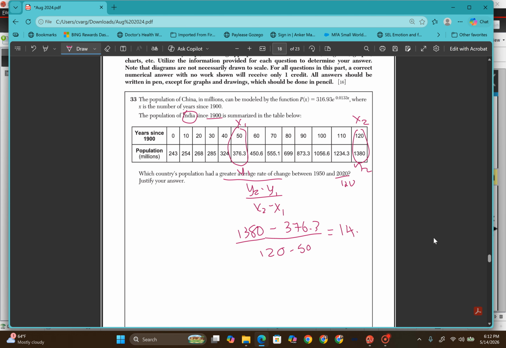Okay, that's for India. Then for China, you have to plug it in here into this equation. So when you do that, you take whatever that number is, right? Plug in the 120, plug in the 50, and you're going to get that the average rate of change for China is 13.5. It's asking you which one has a greater. So which one has a greater? India does, because 14.3 is greater than 13.5. So India has a higher average rate of change. All right, that is for the 4 points.